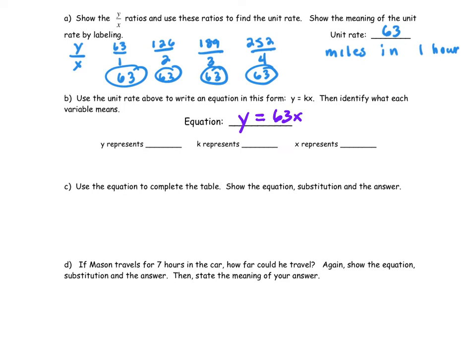And the y represents, if you recall, the miles traveled, or I should put the number of miles traveled. The k represents the constant, and I'm going to abbreviate, of proportionality. And the x represents the hours, the number of hours. So when we are asked questions, this is going to become important that we know what variable the numbers that we're given replace, or what we're trying to find.